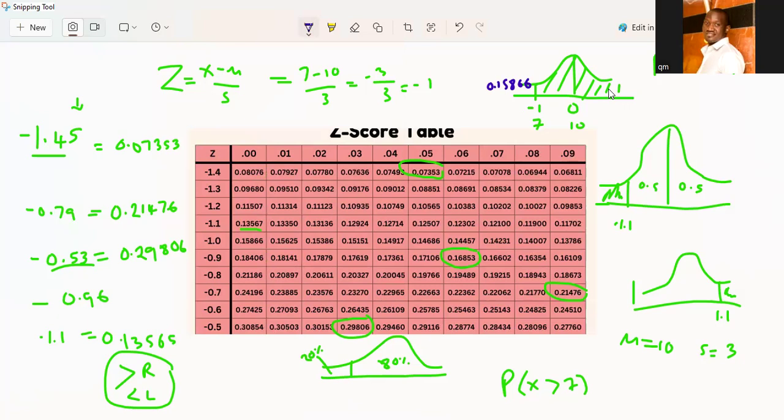We subtract 1 minus that, isn't it? 1 minus that. What are we getting? 1 minus 0.15866. So here you're going to get 0.84134. So total should give us what? 100%.